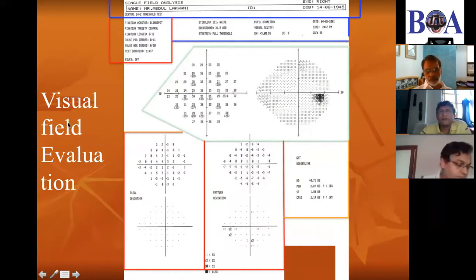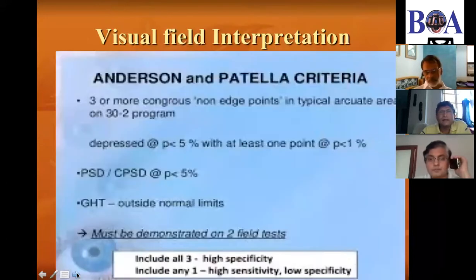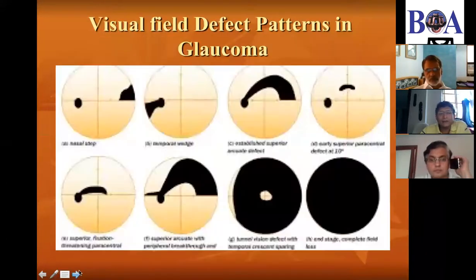Coming to the visual field and how we find suspects on visual field, we know very well the classification of these various zones and how to interpret the single field printout. Numerous times we have been taught, and then we look at the significance levels of the defects and the Anderson's criteria. But the most important part of the Anderson's criteria is the location of the field defect, which many times we don't take into consideration. These are the typical locations where the field changes occur in glaucoma.